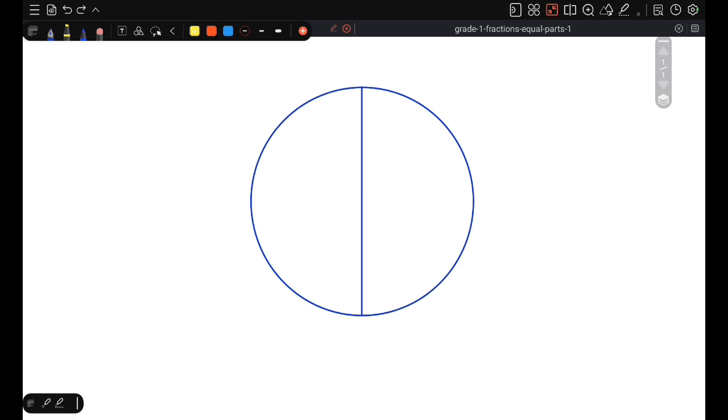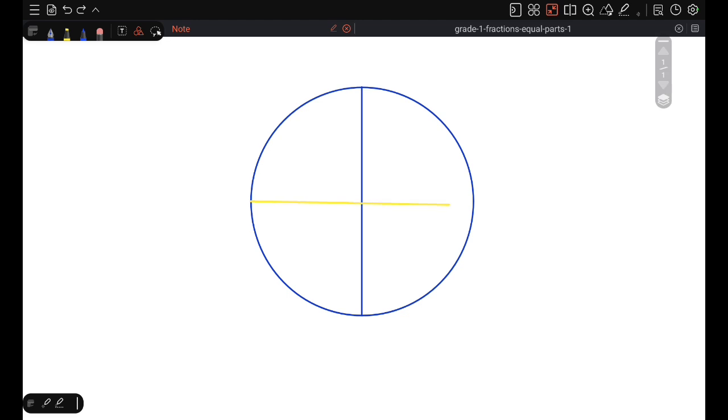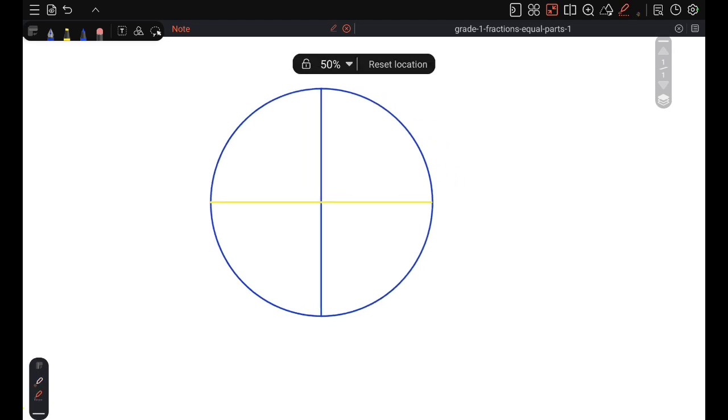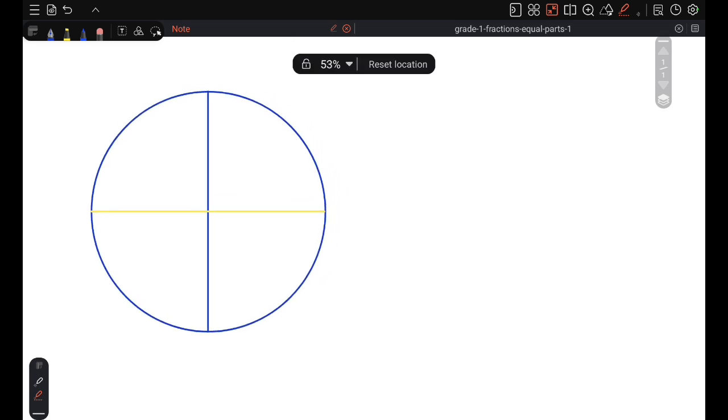Okay, if I make another line like this one here, how many parts do I have now? I have 4 parts. One part, 2, 3, 4. So the whole circle is split into 4 parts. In grade 2 we studied how to represent a circle that is split into 4 parts, 2 parts or 3 parts in fraction form.